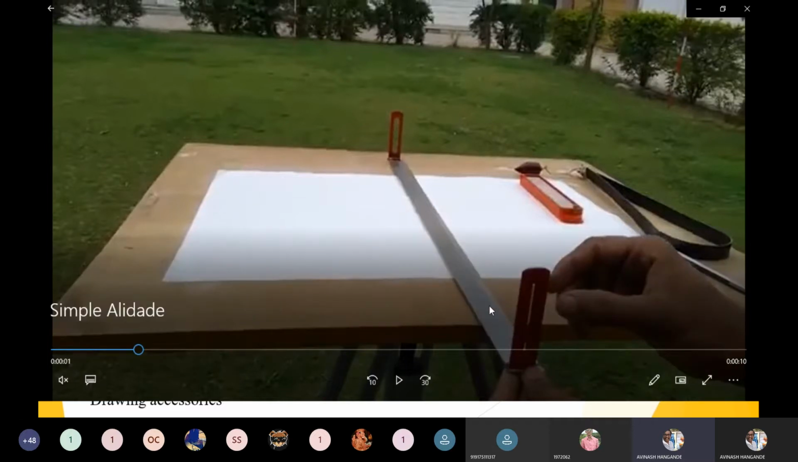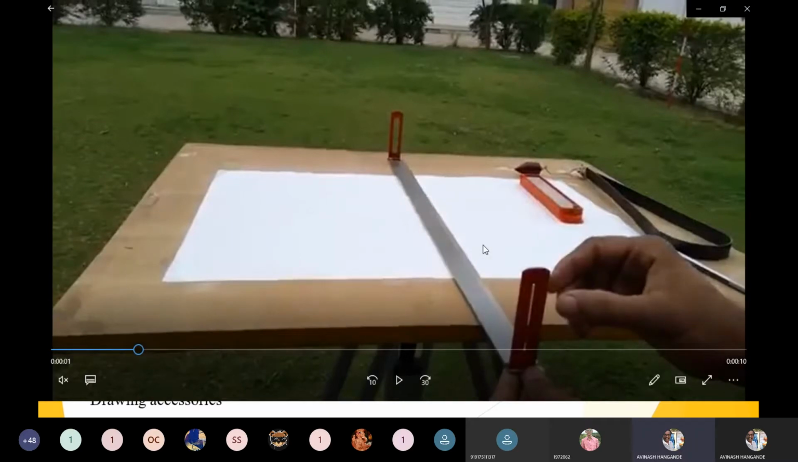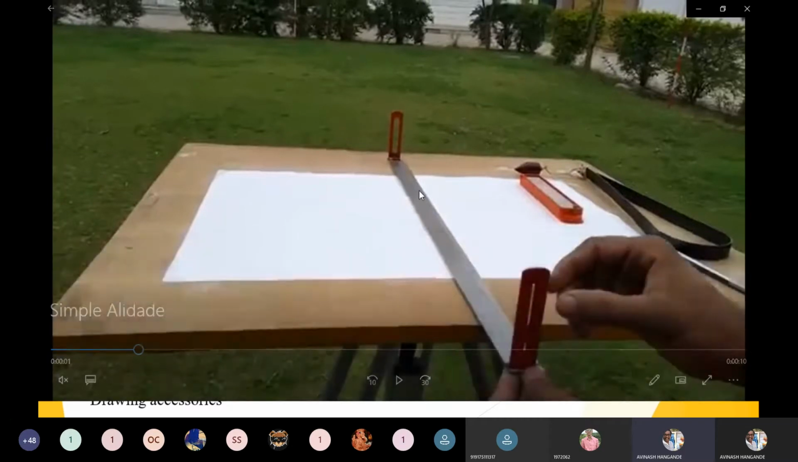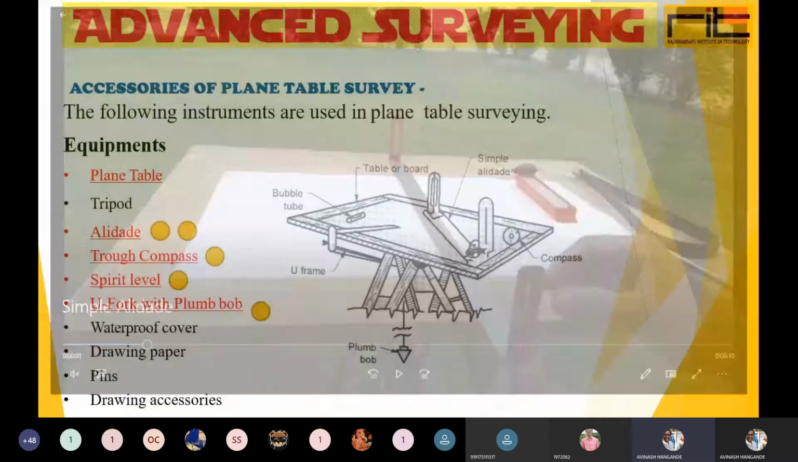Okay, so that we can draw properly. So that is the alidate. So फक्त uses लक्षात ठेवा. पहिला यूज काय आहे तर ह्याच्या सहाय्याने आपण ऑब्जेक्ट बायसेक्ट करतो. दुसरा यूज काय आहे जे रेज ड्रॉ करतो आपण त्या रेजला आपण नंतर डिस्टन्स टाकून प्लॉट करू शकतो. सो दॅट इज द यूज ऑफ दिस alidate. Okay, so very simple use is there.